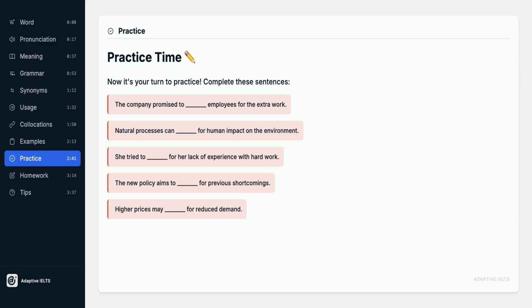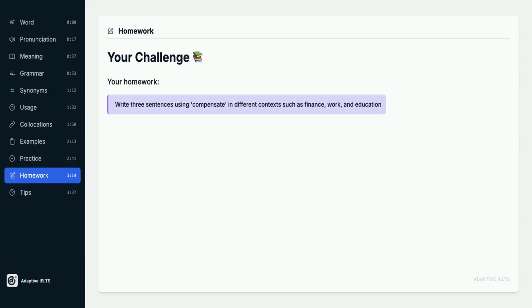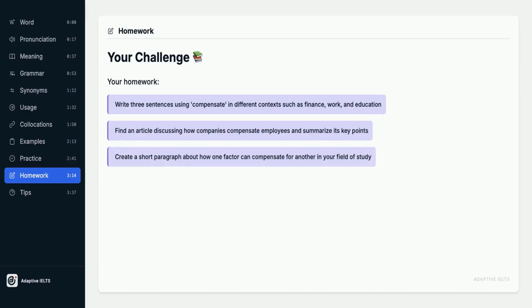Answers: compensate, compensate, compensate, compensate. Your homework: 1. Write 3 sentences using compensate in different contexts such as finance, work, and education. 2. Find an article discussing how companies compensate employees and summarize its key points. 3. Create a short paragraph about how one factor can compensate for another in your field of study.